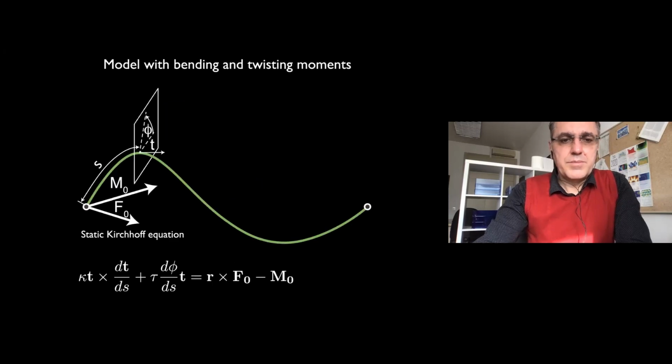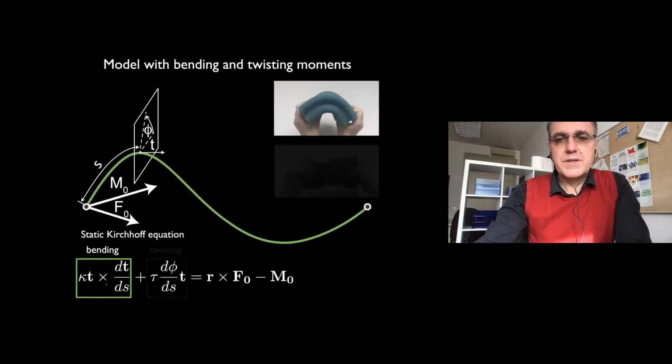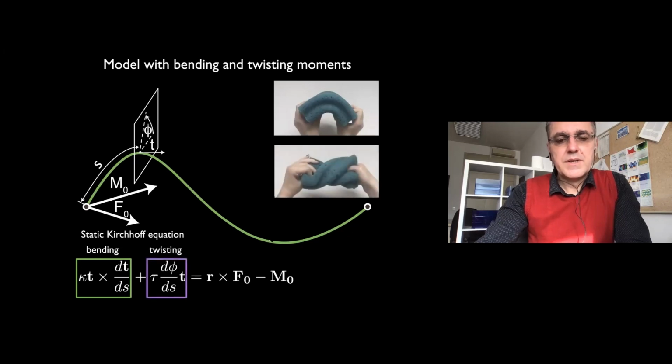The key part of the model is the proper description of the bending and twisting moment. If we have some general bending and twisting moment acting on a fiber, then we need to describe it by a more general equation. So the Euler-Bernoulli approach is not appropriate anymore, and we now have this static Kirchhoff equation. This static Kirchhoff equation has two parts. One is the bending part and the other is the twisting part.